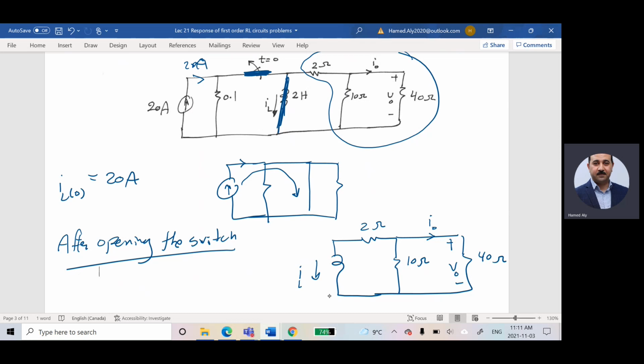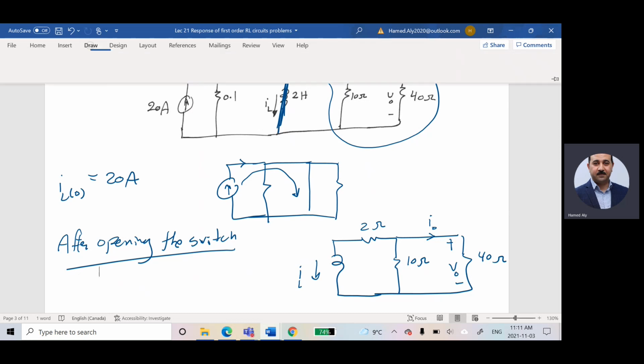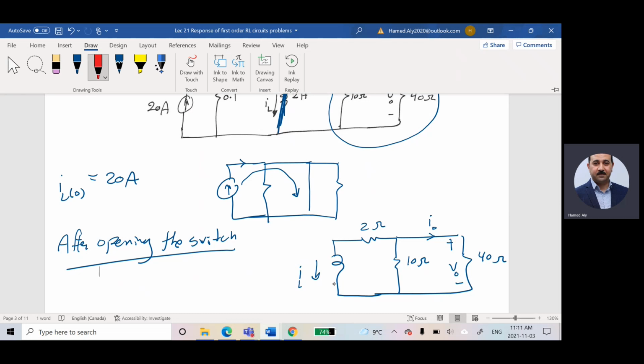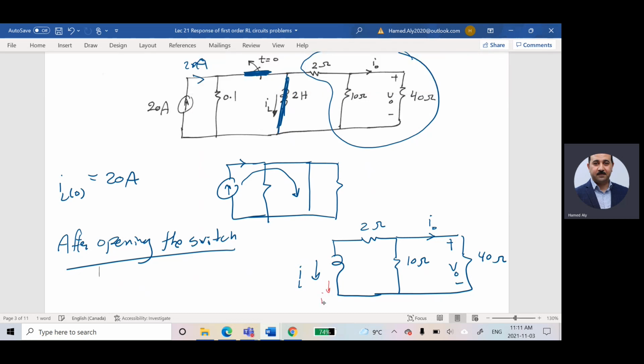And I have initial current here. Let me change the color. So the initial current here, IL of 0, is equal to 20 amps. This is IL of T, and this guy IO of T, and this guy is VO of T that he is looking for. What about this circuit?